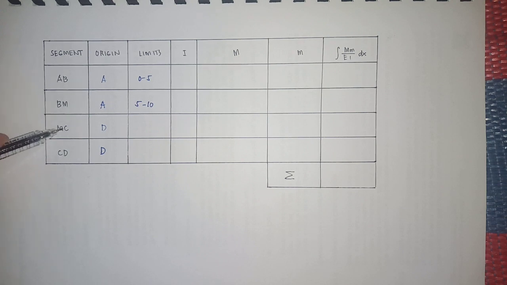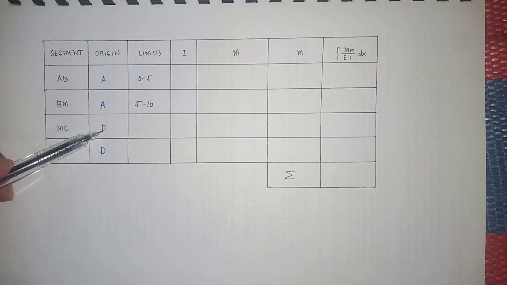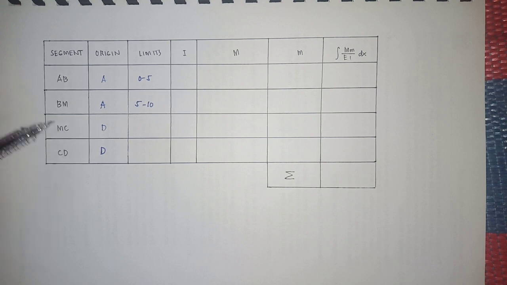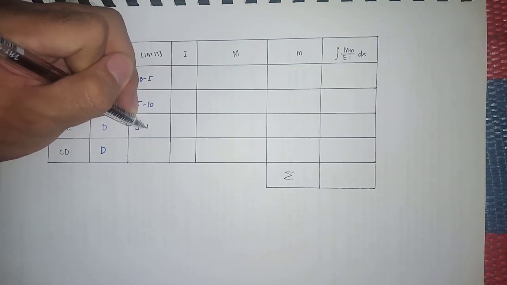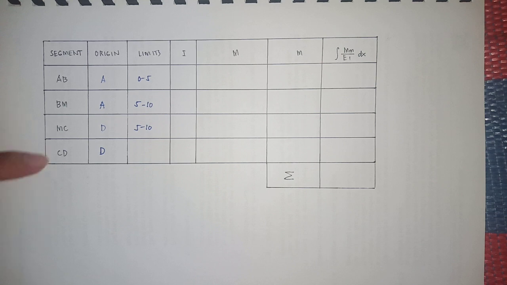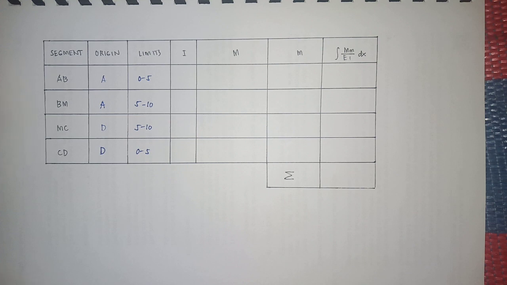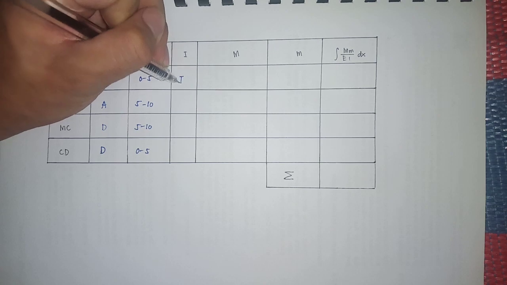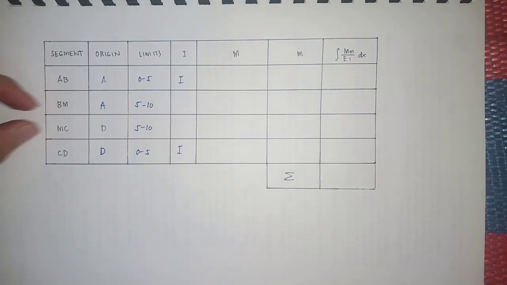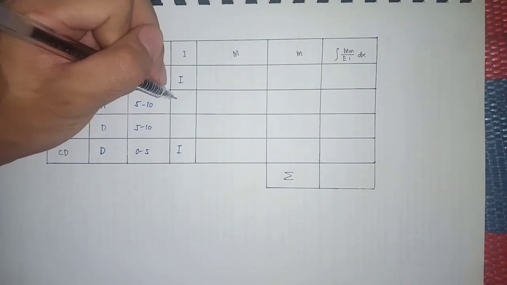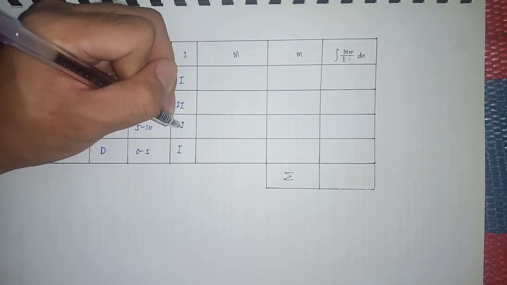So, for MC, okay, take note, nag-originate tayo sa point T. Okay. So, yung point M ay gaano kalayo sa point D? 10 meters yon. Yung C naman, 5 meters from point D. So, this is from 5 to 10. Okay. And then, for CD, it is obvious that it is from 0 to 5 meters. Okay. So, yung segment AB tsaka CD, 1 yung moment of inertia. So, I. Ito naman sa dalawang to, BM tsaka MC, 2I.